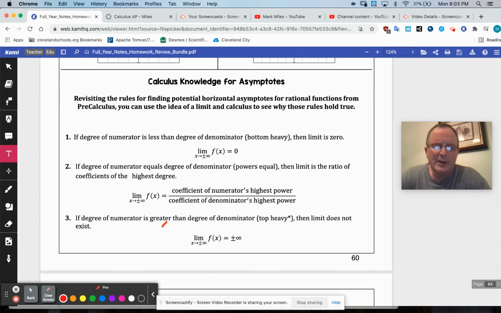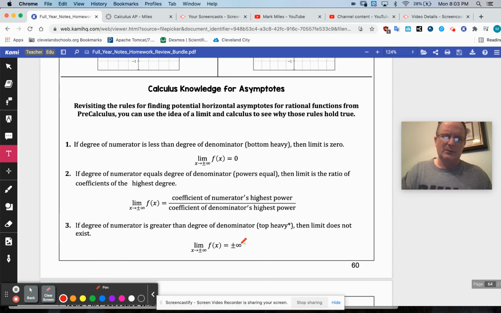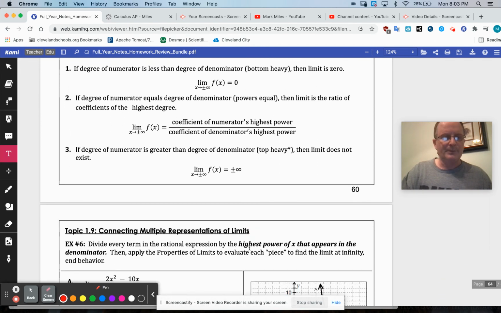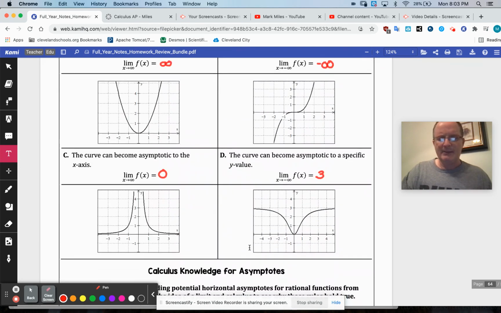If the degree of the numerator is greater, it's top heavy. I like that. That's cool. And the limit does not exist. It's just going to grow without bound. Now, it could approach some sort of line. We'll take a look at that at some point. But I don't know how responsible you would be for that type of thing. So mostly you would probably just say positive infinity or negative infinity, depending on the situation. Okay. All right. I think that's good. So example 5, pretty short.